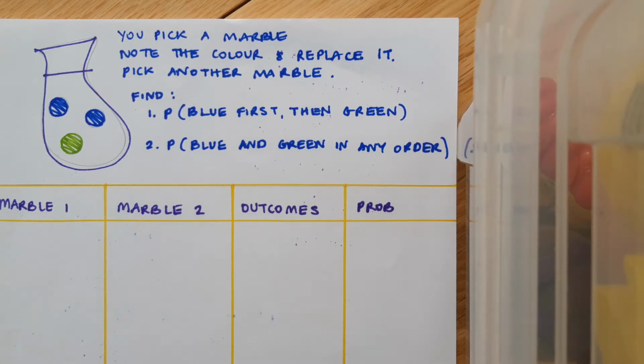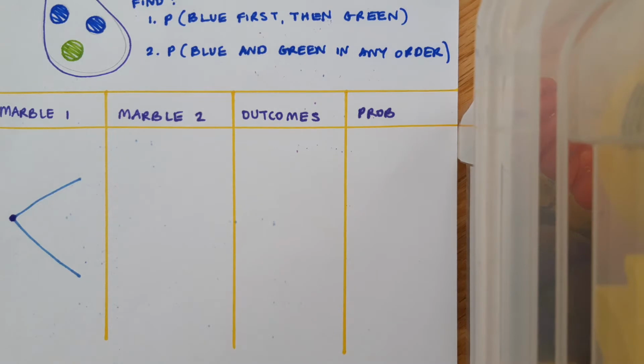So in my first column, I'm going to start off by just drawing a dot. And this is my starting point. All my events are going to come out of this. So in my first column, marble 1 has two possible different outcomes, blue or green. So I'm going to draw two lines to represent that. And at the end of each of these lines, I'm going to put a bubble to represent the possible outcomes. And I'm going to write in the outcomes into these bubbles, and I can abbreviate, so B for blue and G for green. And then I'm going to move on to my second event, which is marble 2.